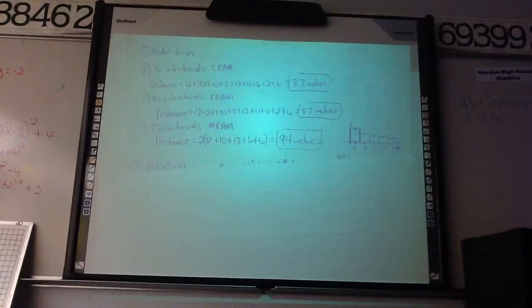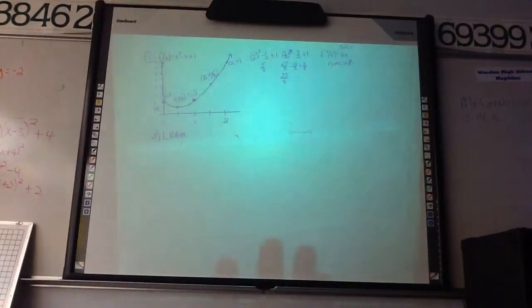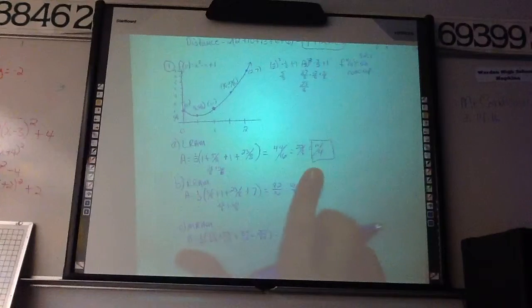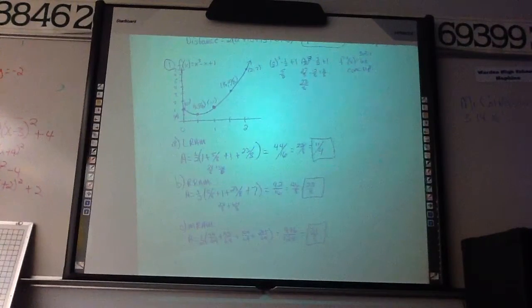This one was crazy. The next one? You could have used a calculator, I didn't tell you that. I started doing it without a calculator, and it was ridiculous. So your picture should look like that. Oh, I didn't draw that. So then the left approximation, 11 fourths, which is 2.75. 23 fourths, which is 5.75. And then 31 eighths, 3.875. I guess I really messed up there.